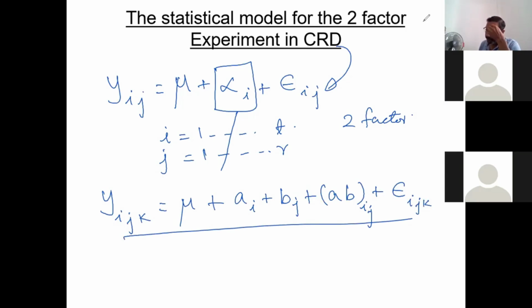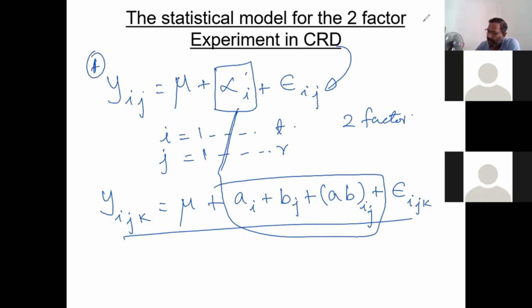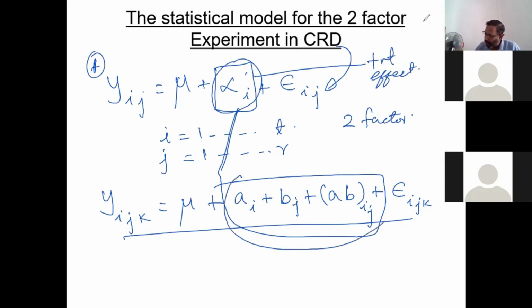So here this alpha i is including these components. What is alpha i here? In the first case, what is the alpha i? Anyone? How do we call this alpha i? What effect? Treatment effect. Fine.